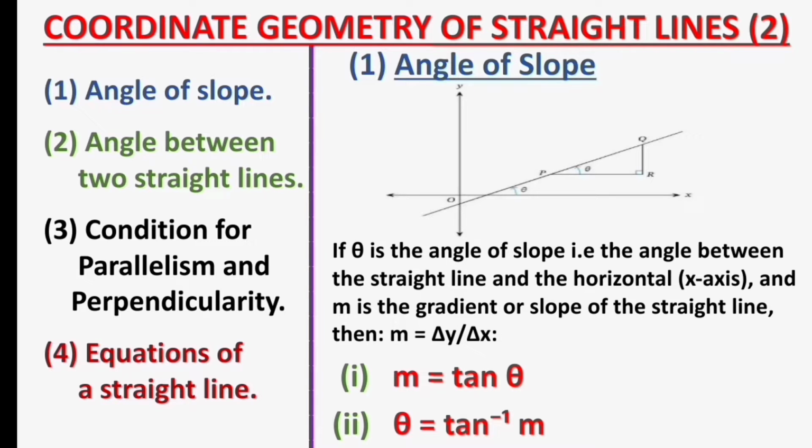The formula for the gradient m is equal to tan theta, which is the angle of slope, while the formula for the angle of slope theta is equal to the tangent inverse of m, which is the gradient or slope. Please take note of these formulas.